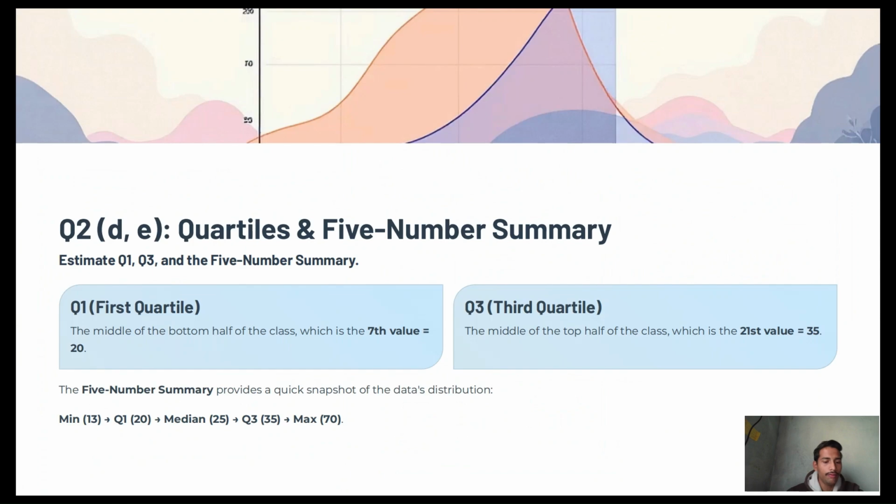Minimum is 13. Quartile 1 is 20. Median 25. Third quartile is 35 and maximum is 70. This snapshot tells us exactly how the data is distributed.